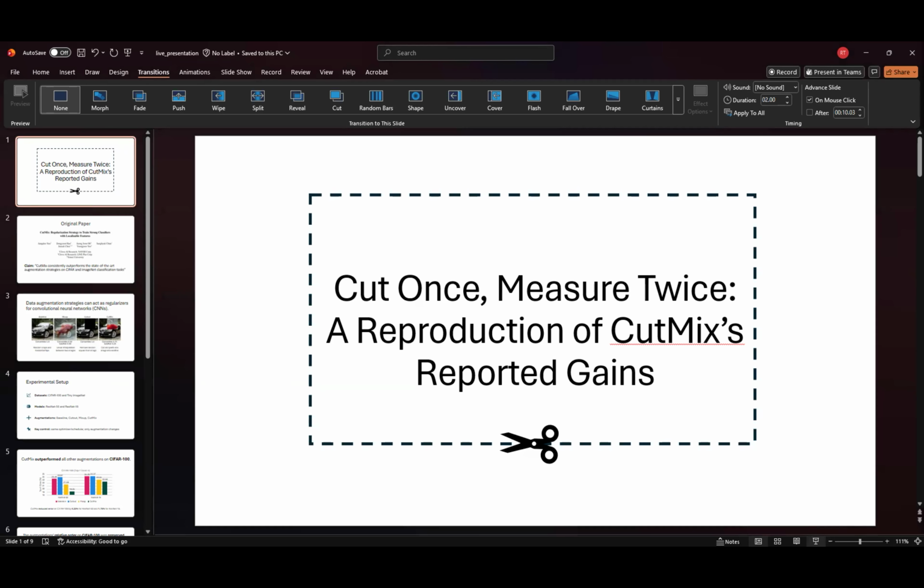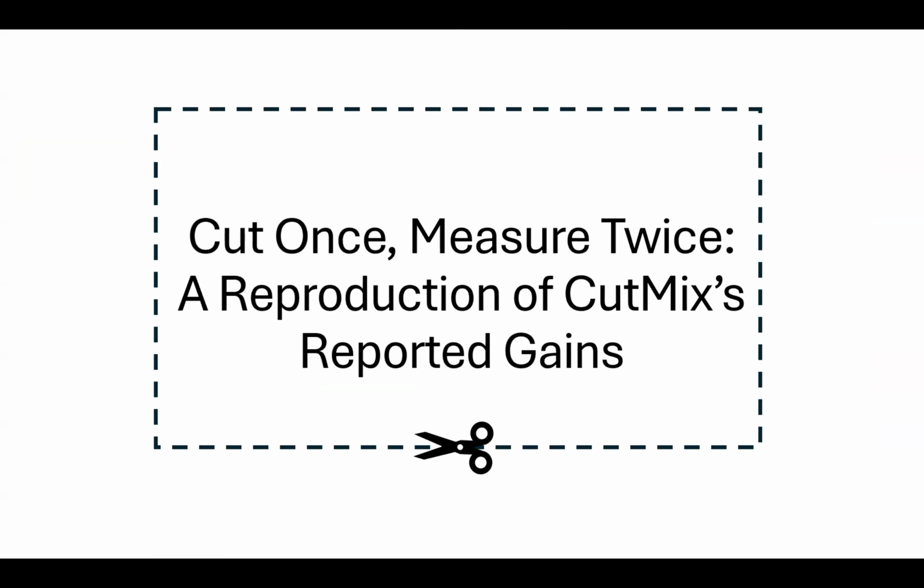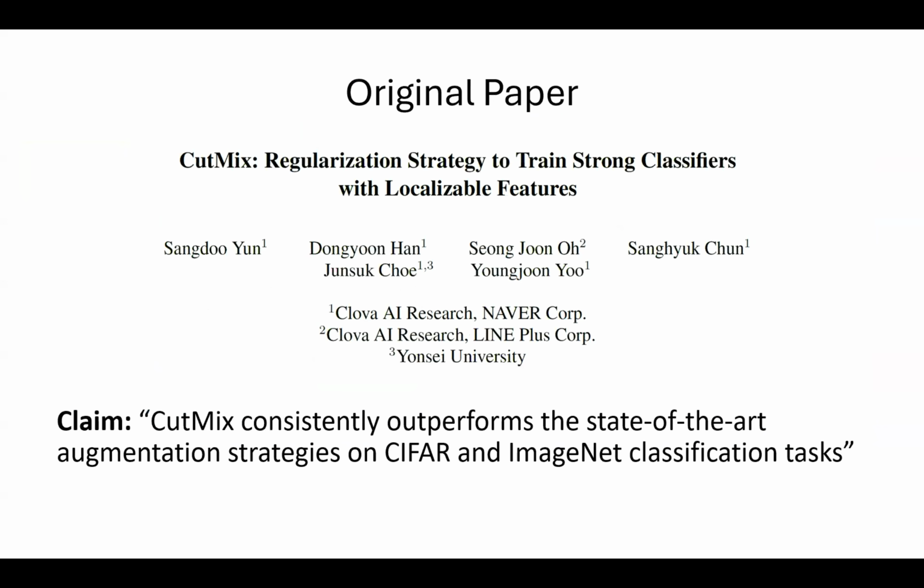Can everyone see this? All right. Yep. So today I'll be discussing a reproduction study of a 2019 paper on a data augmentation and regularization technique called CutMix. This is the original paper, and the authors claim that CutMix consistently outperforms the state-of-the-art augmentation strategies on CIFAR and ImageNet classification tasks. This is the core claim that we sought to verify.